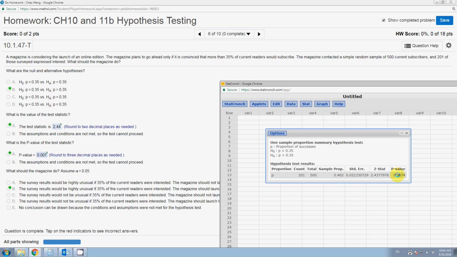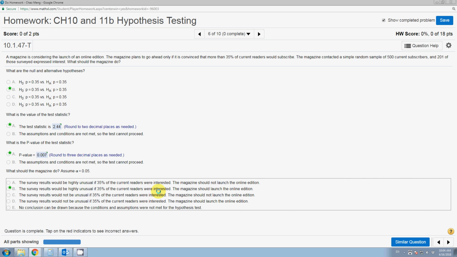The p-value is 0.00074 and the alpha level is 0.05. So the p-value is less than the alpha level. That means we should reject the null hypothesis and be in favor of the alternative hypothesis. The survey results would be highly unusual if the null were true, so that means it is not true. It means more than 35% of readers are interested. So the magazine should launch the online edition.